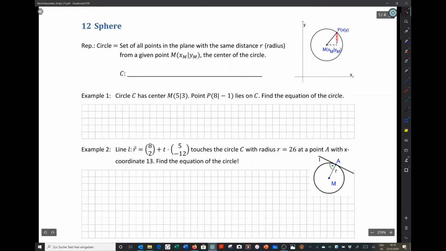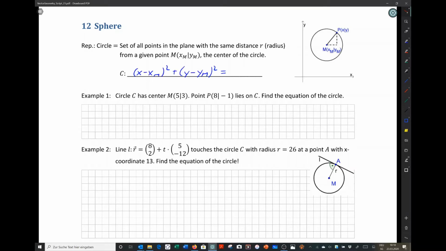Well, either we use here the Pythagoras or we just use the vector MP, and think for yourself, what is then the square of this distance? Stop the film, write it down, and what does it equal? Stop the film now. And here comes the result.